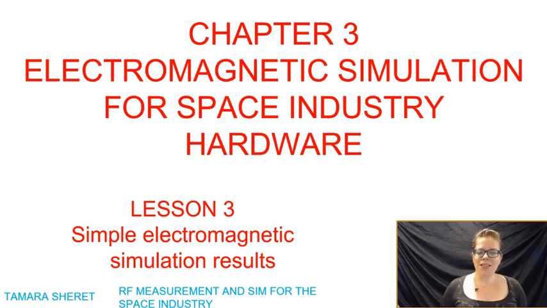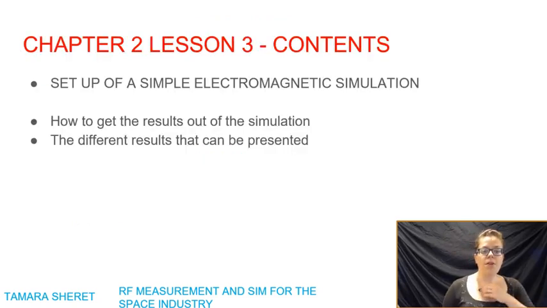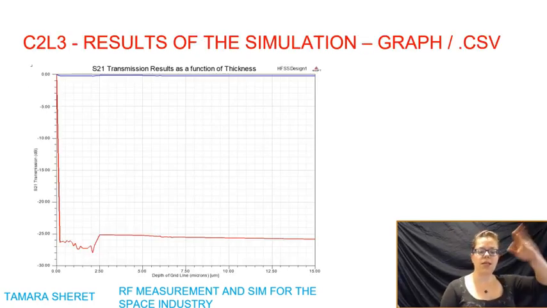Hi, welcome to lesson 3, and we're going to be looking at simple electromagnetic simulation results. We're going to cover in this lesson how you get the results out of the simulation and the different kind of results that can be presented. So getting the results out is actually really straightforward. You click down from a drop-down menu and it will ask you what you want to do with them.